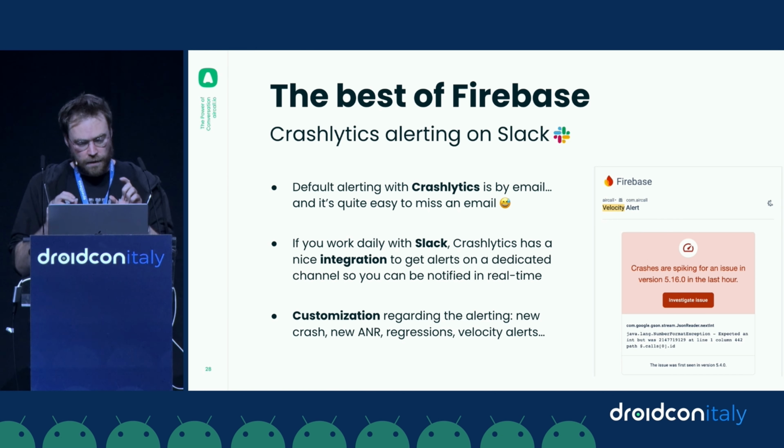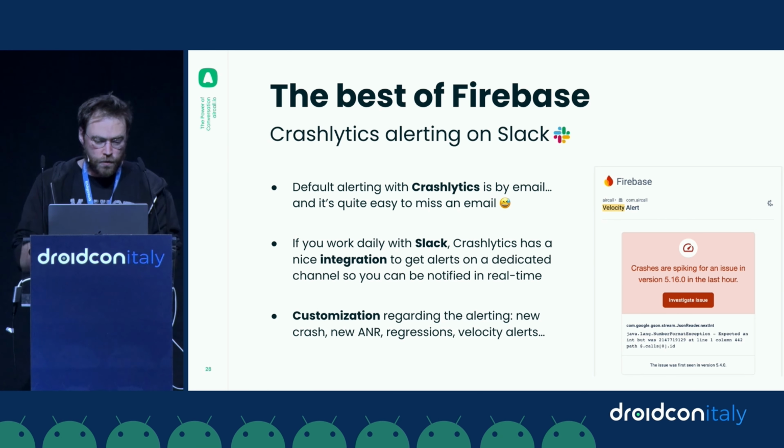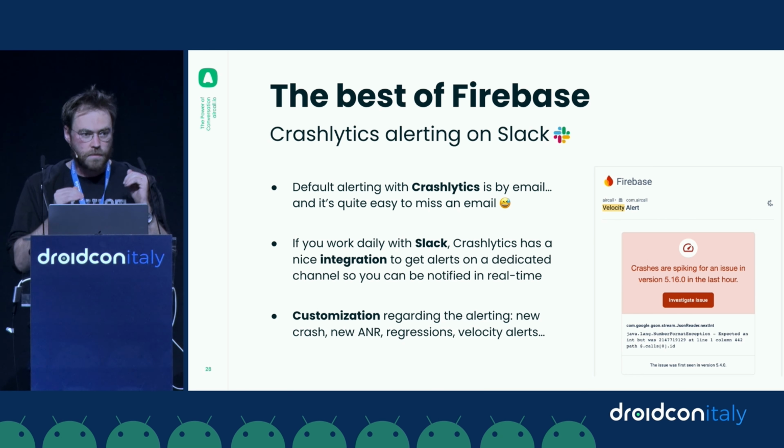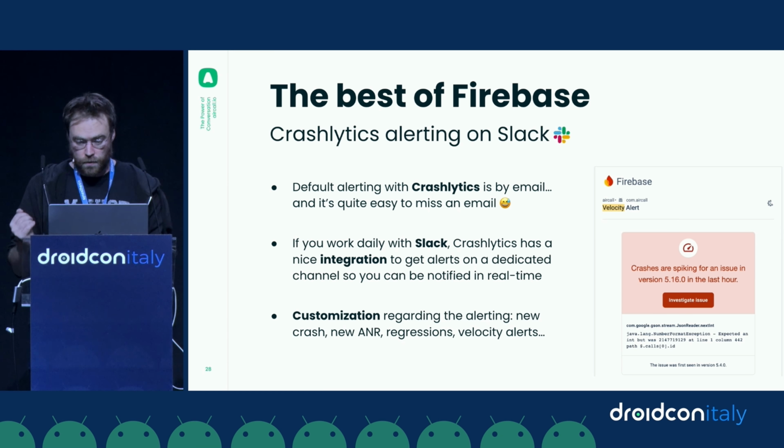And the nice thing is that you can configure on the Crashlytics side all the alerts you want to receive. That will be pushed in a dedicated channel you've set up before. So new crashes, new ANRs, regression, velocity alert, everything is configurable, and you can then send whatever you want to your channel.